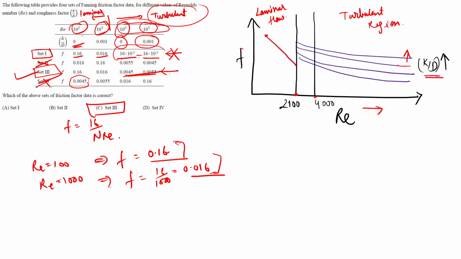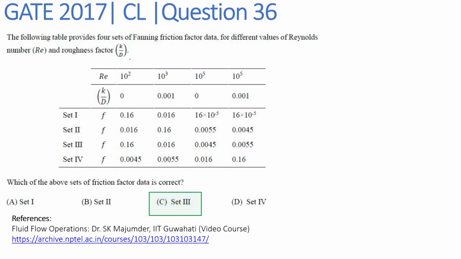because set 1 we rejected as the friction factor was not changing with the roughness factor for constant Reynolds number. In set 2, the calculated friction factor for the laminar flow for both these Reynolds numbers was incorrect. And in set 4, again the calculated friction factor for the given Reynolds numbers was incorrect. That is why we rejected set 1, set 2, and set 4 as the correct answers. So from the given options, we can select option C, that is set 3, as the correct answer.